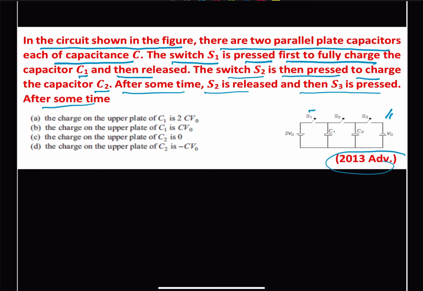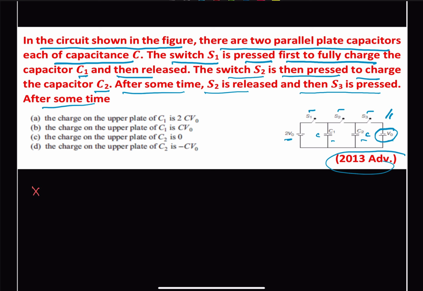The basic figure is given to us. Switches are 3: S1, S2, S3. Two voltage sources, twice V0 and V0, are given. Capacitors are C1 and C2, each having capacitance C. But here the key point to remember is that the polarity of the V0 battery is opposite, because this is going to help us solve in the final step when S3 is closed.